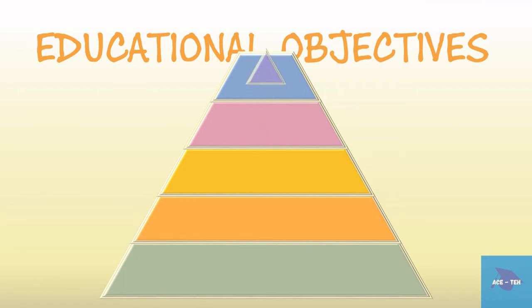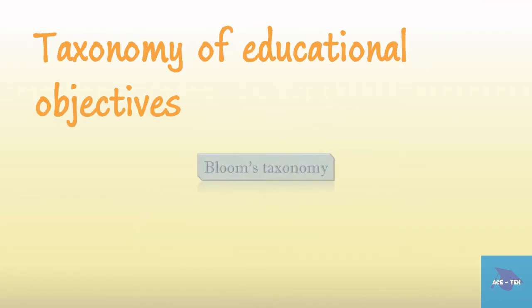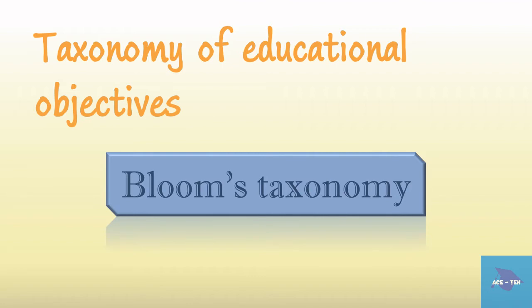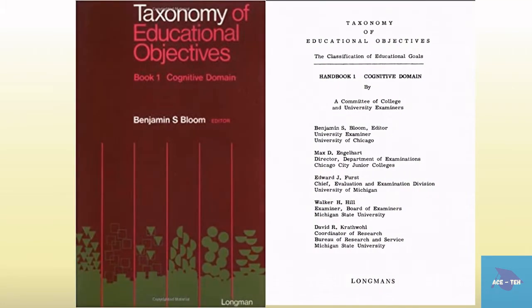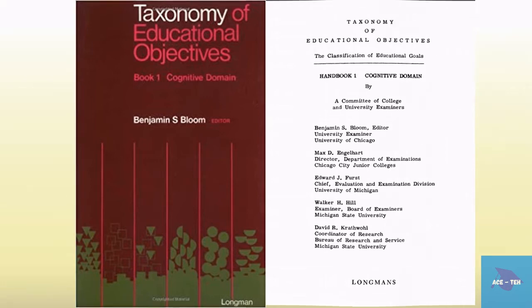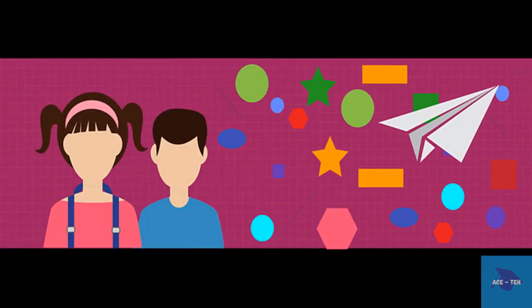These taxonomies are often referred to as Bloom's taxonomy. Bloom was the editor of the work. The first taxonomy to be published was the taxonomy of the educational objective cognitive domain. This work is considered the first real effort to identify what learning really was. In today's video, we will be discussing the cognitive domain introduced by Bloom. The revised version of the domain, which was introduced much later, will be discussed in our next video.